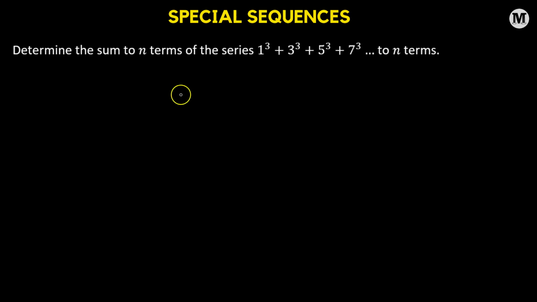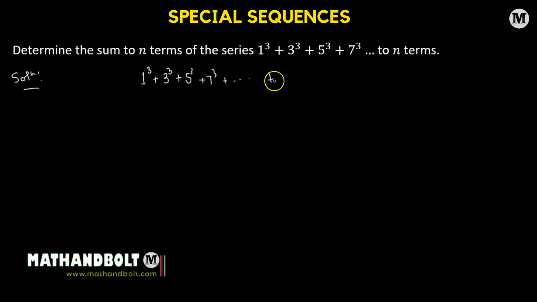What is the sum to n terms of the following series? Let us begin. So here we have a series whose first term is 1 cube. Then we have the next term given by 3 cube, followed by 5 cube and 7 cube. And this continues all the way up to n number of terms.